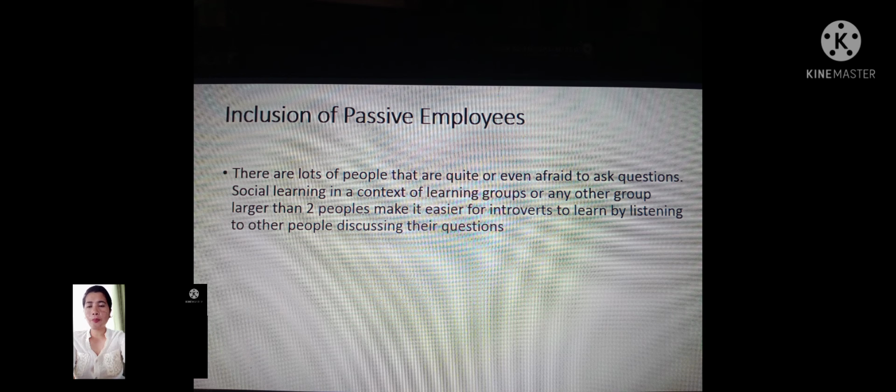So there are lots of people that are quiet or even afraid to ask questions, right? So in social learning, in the context of learning groups, any group larger than two people makes it easier for introverts to learn by listening to other people discussing their questions.